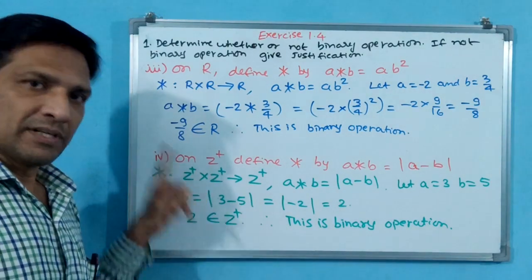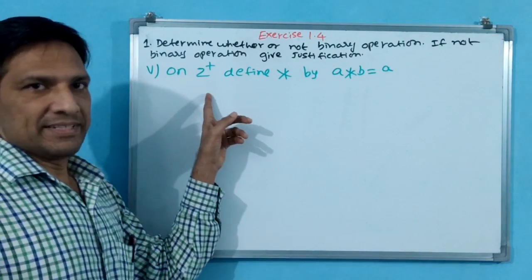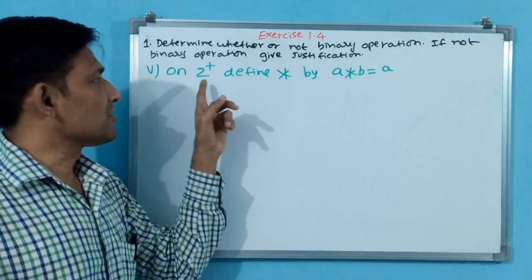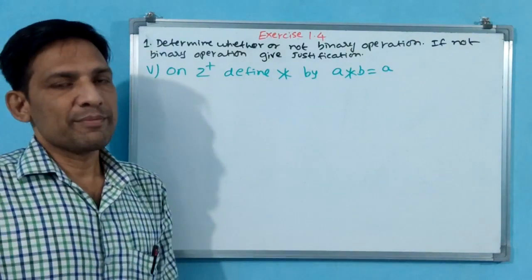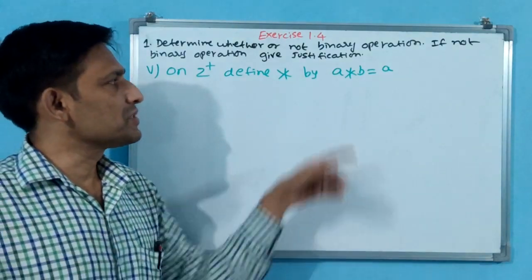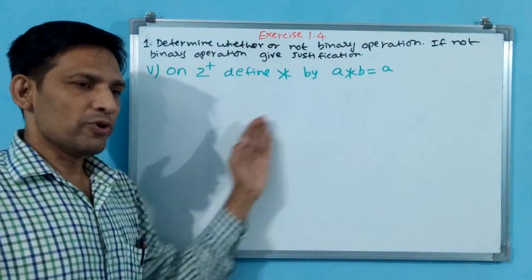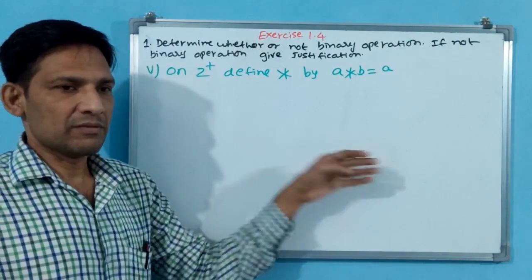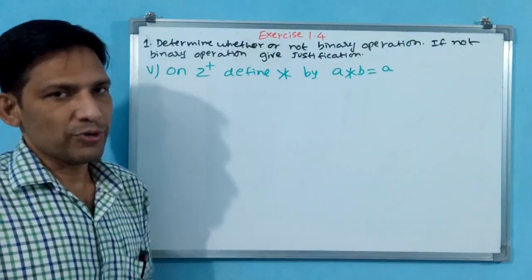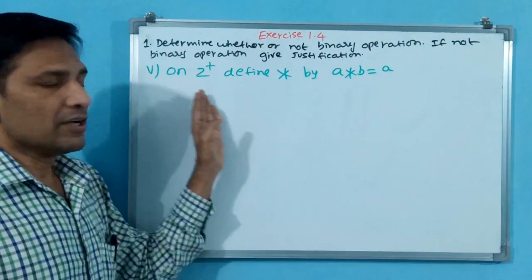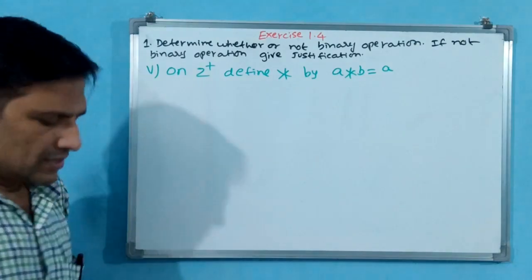One more is there, the fifth one, that also we will see. Okay, see, on Z plus define, that means non-negative integers, define star by A star B is equal to A. Here clearly if you observe, in the A star B operation only A is giving the answer. If you take 1, 2, 1 will come; 2, 3, 2 will come; 5, 6, 5 will come. Why? Because whatever you take in the A position, that only is going to come. That means here Z plus cross Z plus. Okay, and now let us write the answer.